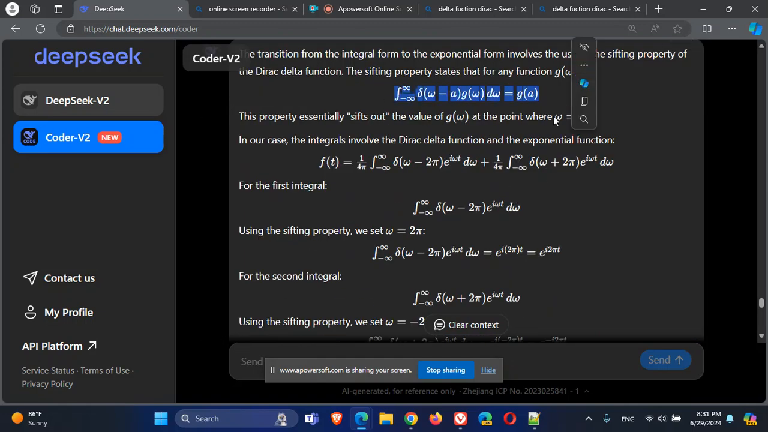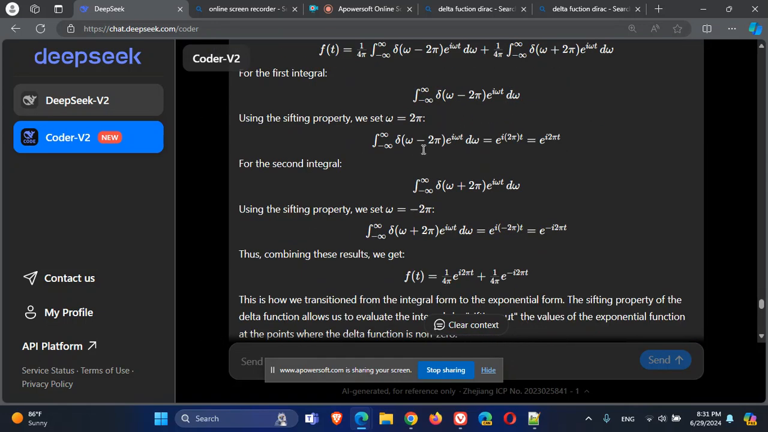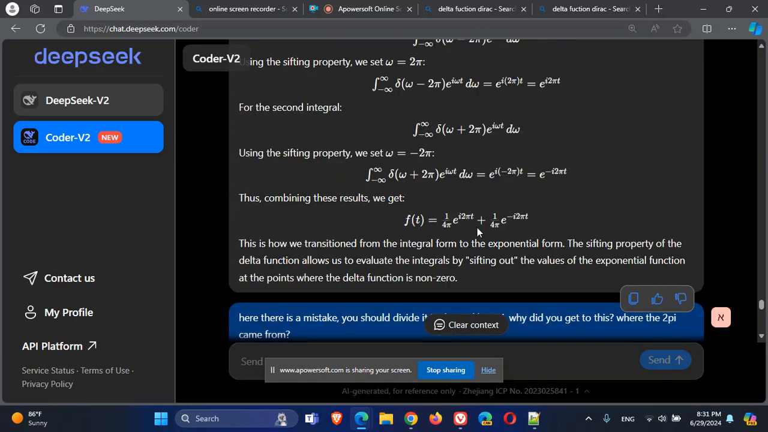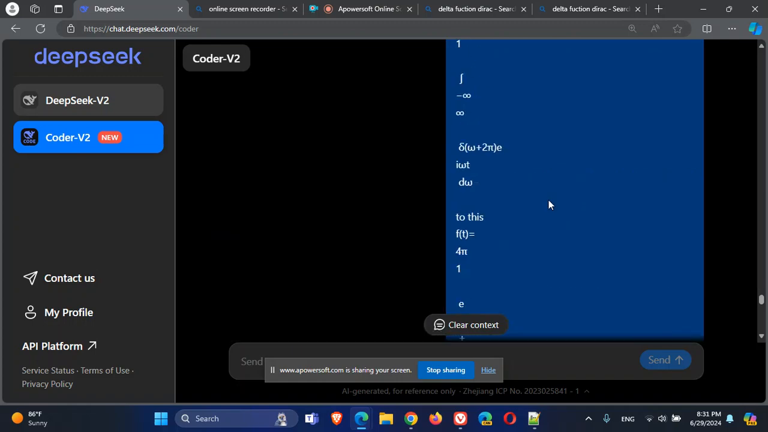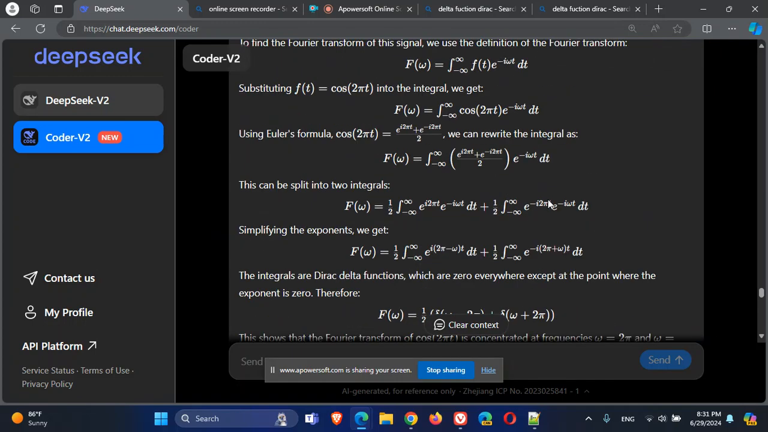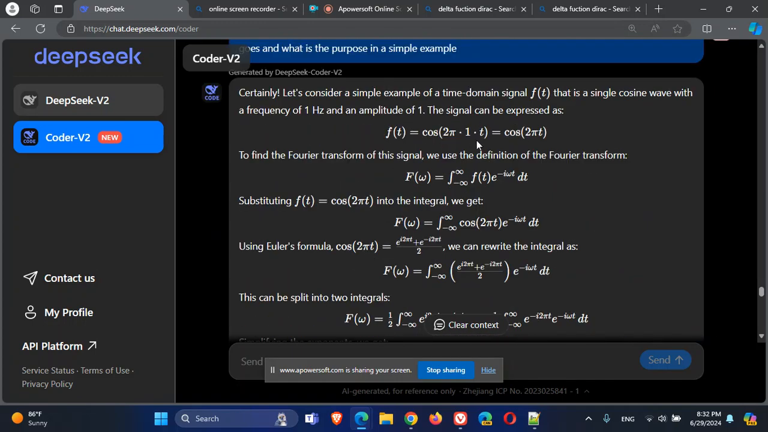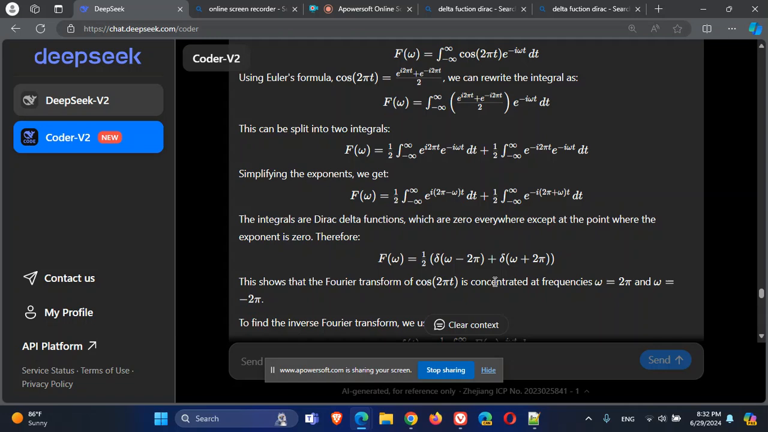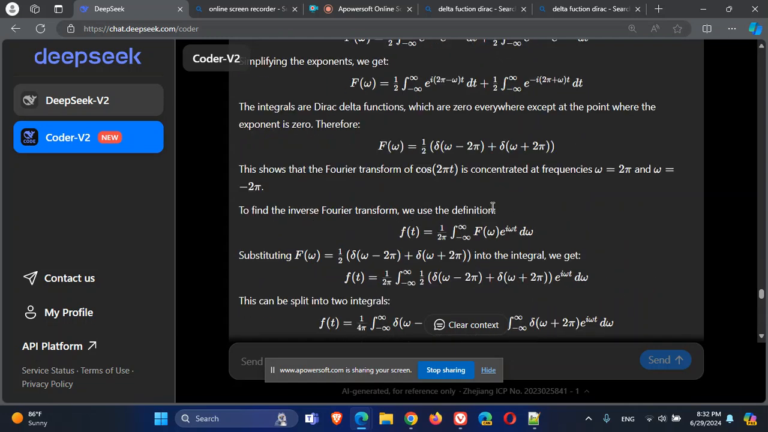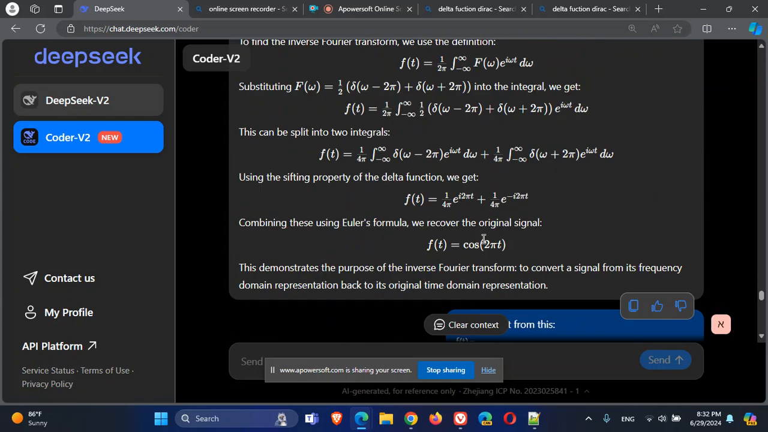So we used this shifting property of the Dirac delta function, and therefore we calculated it and got the cosine. You saw how I took a function in the time domain, put it inside the Fourier transform, and moved it to the frequency domain, where I could learn about the frequency of the function. Then I used the inverse Fourier transform to go back from the frequency domain to the time domain.